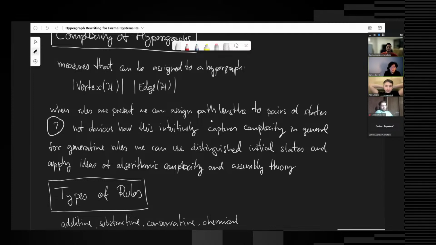So the simple example is, let's say I have some rule with 10 different symbols in it, versus some rule that's like X goes to X. One of them is far simpler.